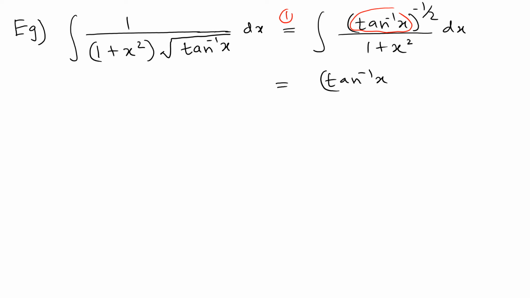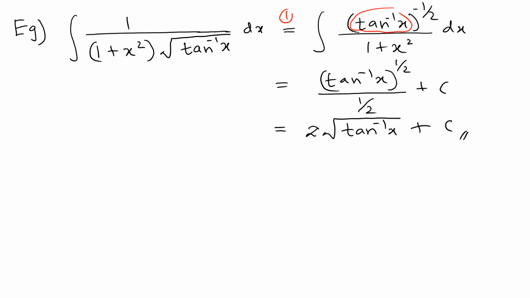You're going to add 1, so negative 1/2 becomes positive 1/2, and divide by the same number. So that's the answer. You can write this one as 2 times the square root of tan inverse x, plus c. Dividing by 1/2 means multiplying by 2. So that's the answer.